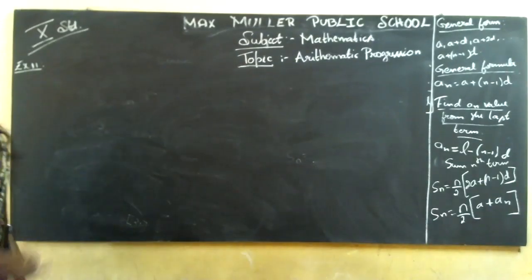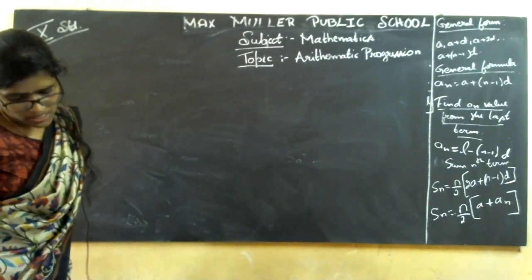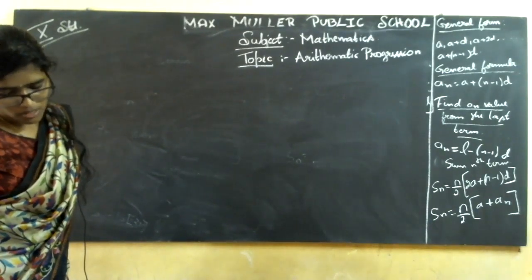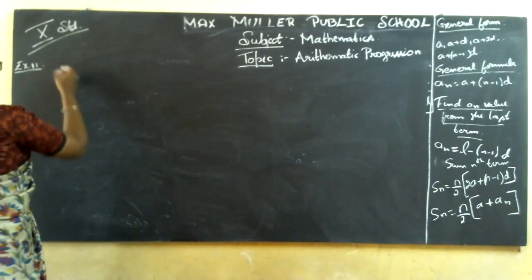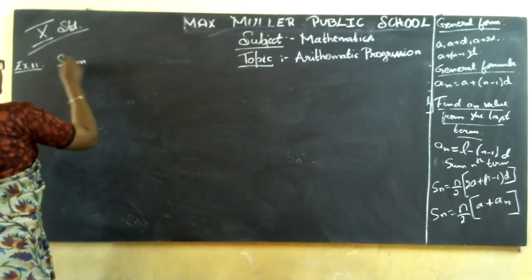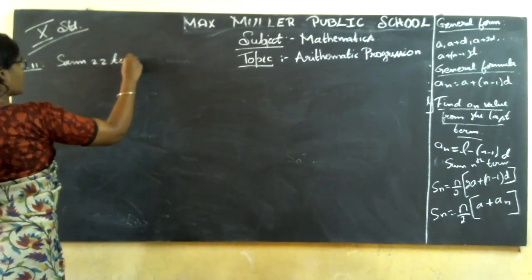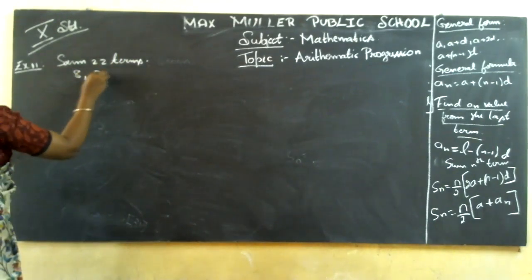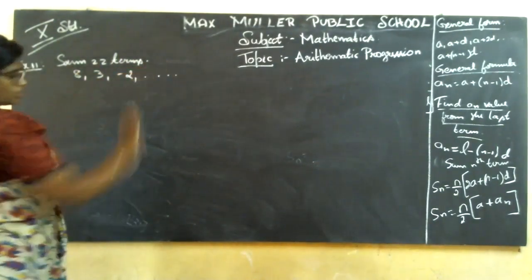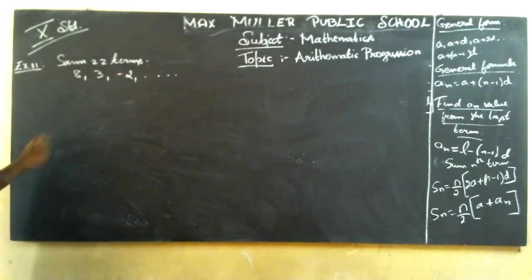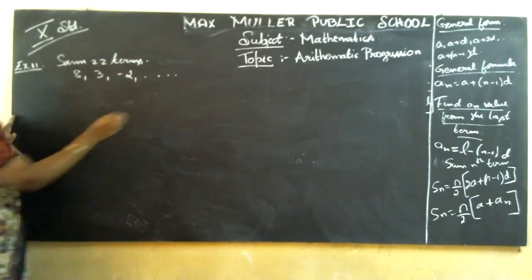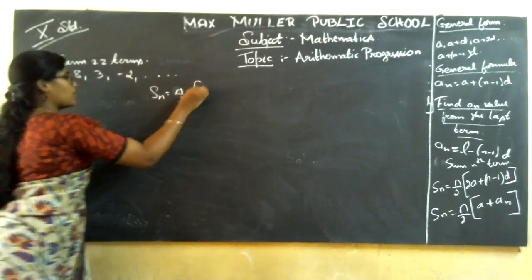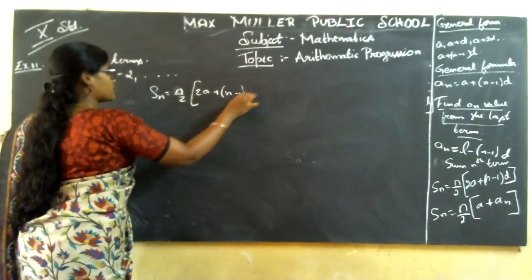Example number 11: find the sum of first 22 terms of the arithmetic progression 8, 3, minus 2. So the sum of how many terms are you going to find? 22 terms. Correct? Now what is the arithmetic progression they have given? 8, 3, minus 2, and it goes on. These are the things they have given. Now, what is the Sn formula? Sn is equal to n by 2, 2a plus n minus 1 into d.